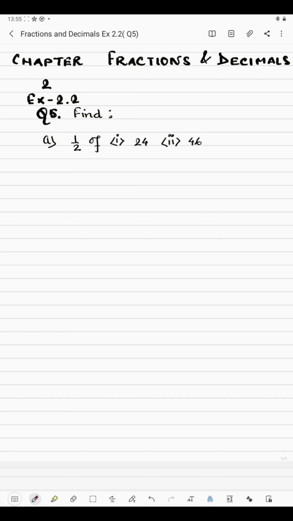Hello students, today I'll be doing question number 5 of exercise 2.2. In this question we have to find 1 by 2 of, in the first part we have 24 and in the second part we have 46. Now what we have to do here: in the first part we have 1 by 2 of 24. Here "of" means we have to multiply, we will have to find the product. So 1 by 2 multiplied by 24.